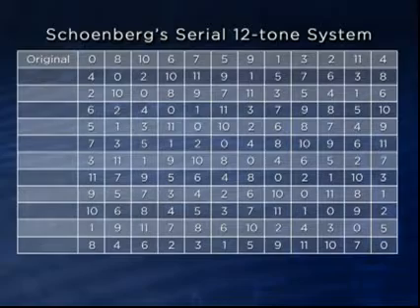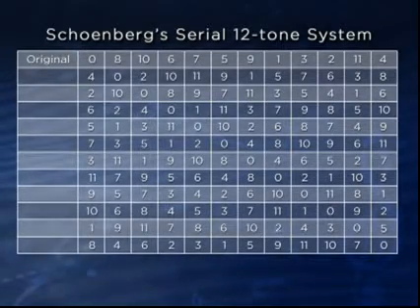Now he adds one more layer of complexity before he gets to the actual composition. He now has 12 rows to work with, and now he takes each one of those rows and writes out the inversion, the retrograde, and the retrograde inversion. And now he has 48 different rows to work with. And by design, because of the mathematics, each note appears exactly once in each one of those rows. Tonality is intentionally avoided. No note is more important than the others.